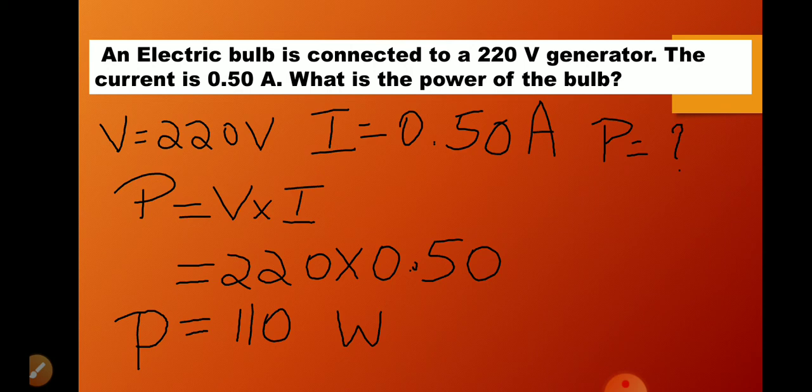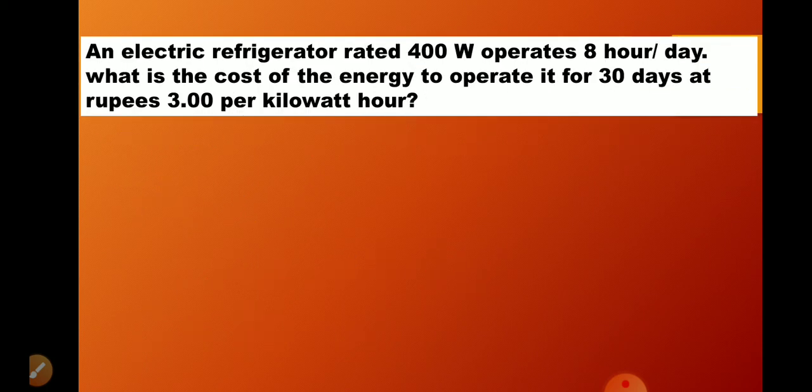You may have seen the power rating given on bulbs. There are 60 watt bulbs, and 0 watt bulbs too. This is the power rating of the bulb. So how can we calculate it if voltage and current are given? P is equal to V into I.